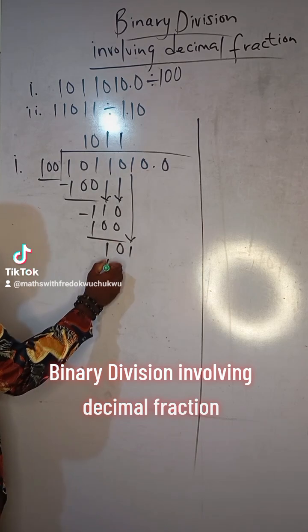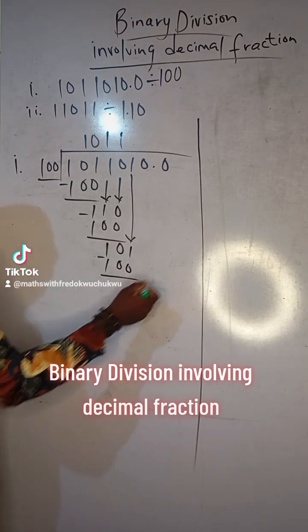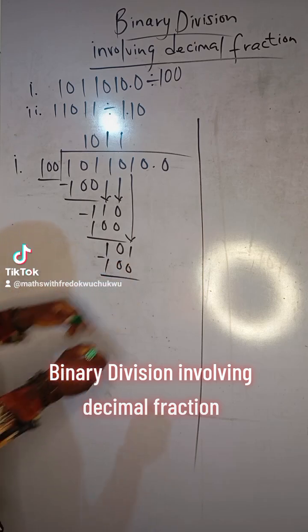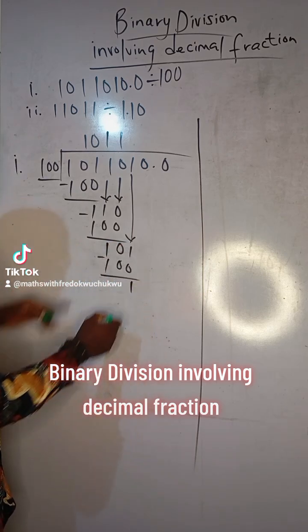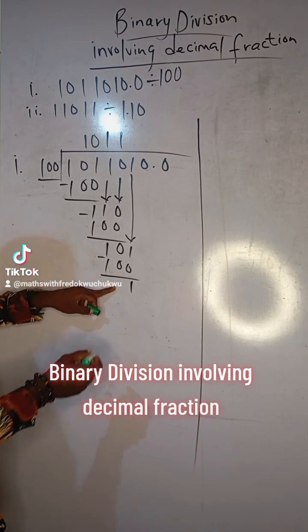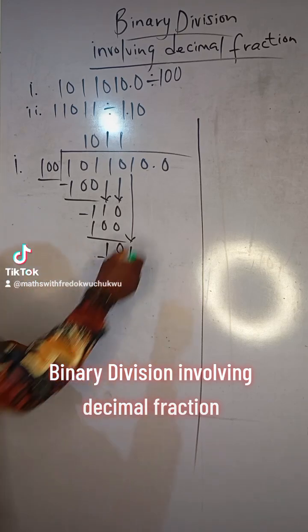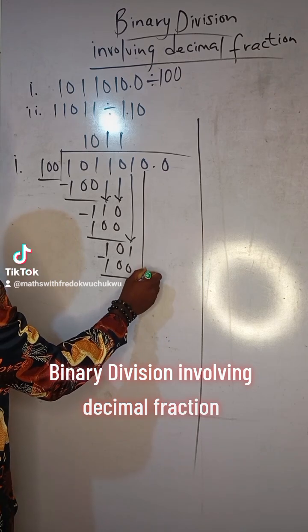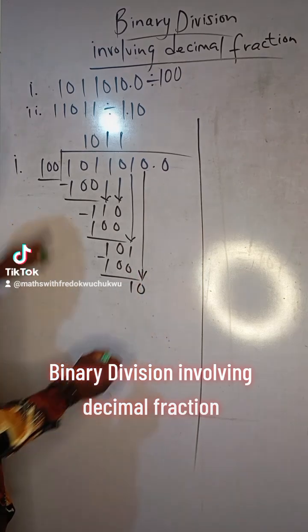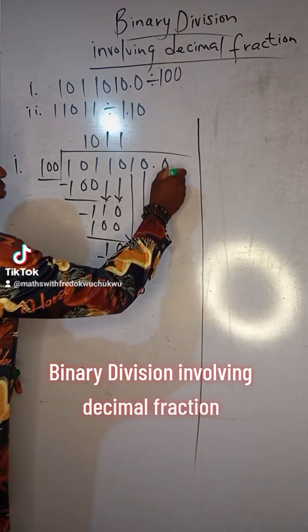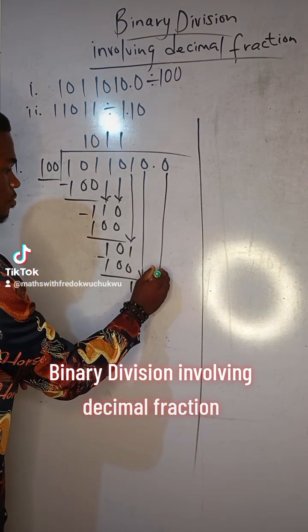1 times 100, 100. Now we subtract again. 1 minus 0 is 1. Now this is 10 minus 10, 0. I can neglect this 0 here. Bring down the next value, which is 0. 100 into 10 cannot go. I have to bring down another value.